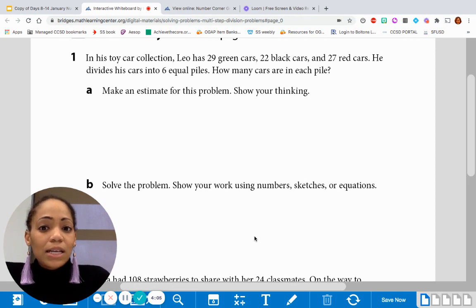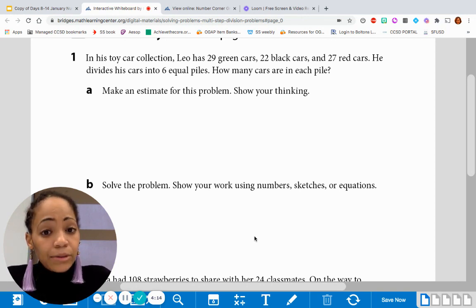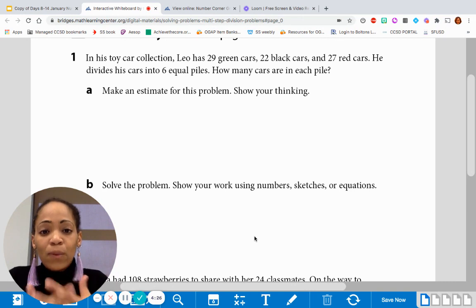So in his toy car collection, Leo had 29 green cars, 22 black cars, and 27 red cars. He divides his cars into 6 equal piles. How many cars are in each pile? So before we even think about solving this problem, go ahead and tell somebody else or just say out loud in your own words what this problem is saying. What's going on in this problem?